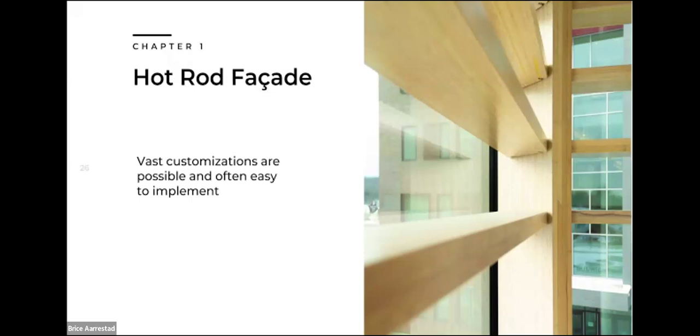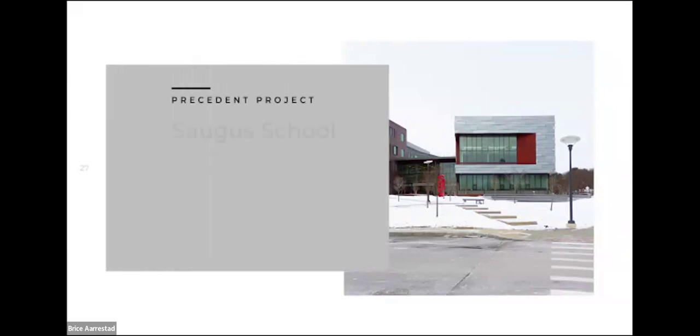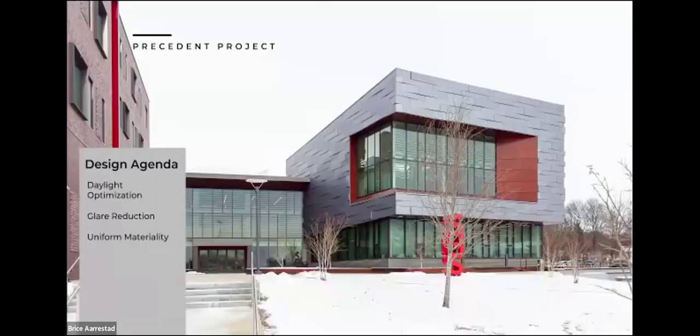I want to dive into another precedent project here that kind of shows how this hot rod facade really works. So this is a school in Saugus, Massachusetts, designed by HMFH Architects. And their design agenda, again, it's a public school project. So in addition to all of the educational features, on the envelope, they were looking for daylight optimization in a lot of their shared community spaces. And then with that, they were looking to reduce glare. Having a lot of expansive daylight comes with the challenge of glare.